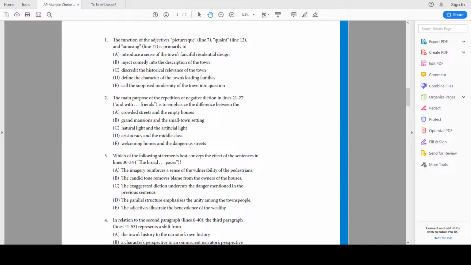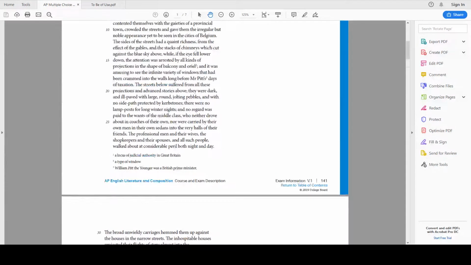The function of the adjectives picturesque, line 7, quaint, line 12, and amusing, line 17, is primarily to... Okay, we've got a bunch of options, but before we look at any of them, let's go back to the passage and just read from 7 to 17, alright?